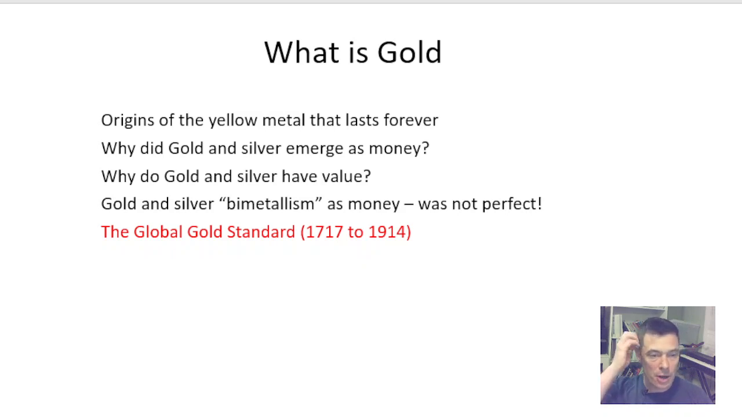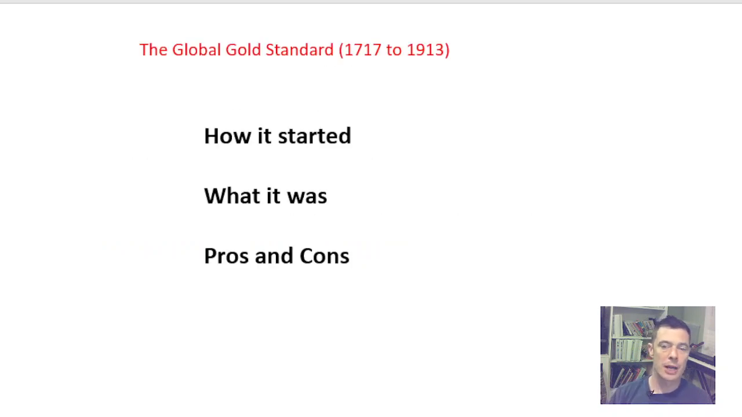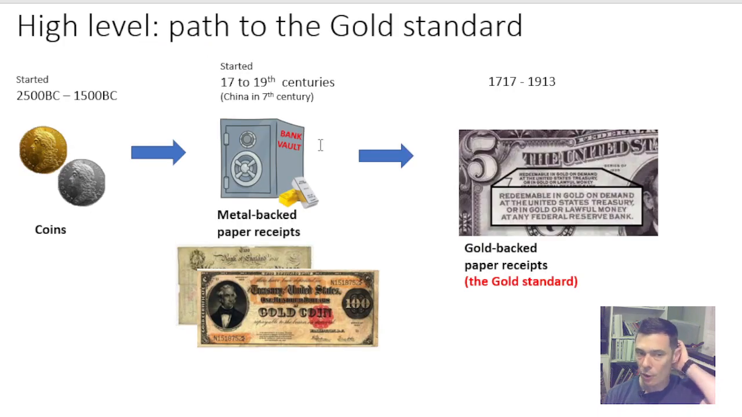Okay, so now we're talking about the global or the world gold standard, and in this subtopic we've got three different sections. We're going to start now with this first section of how the worldwide gold standard started. So at a high level, the world started off with this metal coinage, and then we put metal inside of safes and vaults, and then we backed that metal with paper receipts, and then that led to paper receipts backed only by gold. That was the gold standard.